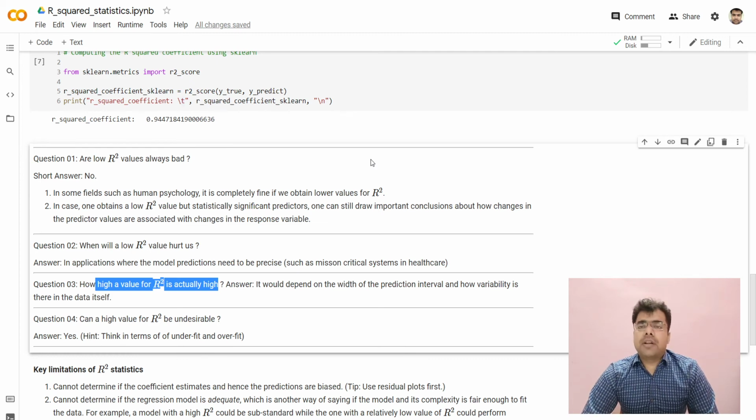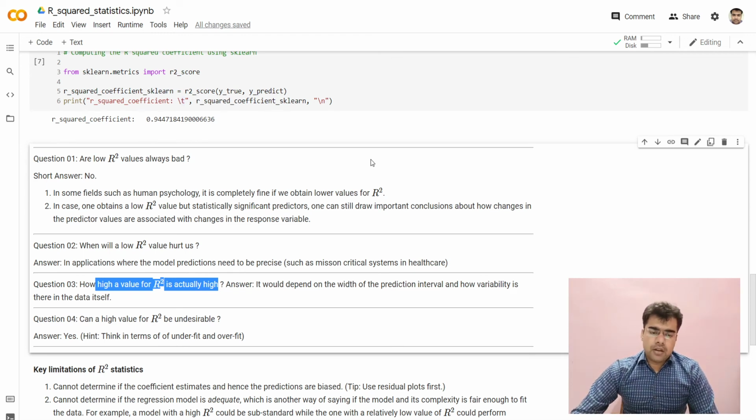You can comment the answers in case you wish to. Okay, but when you are trying to look for the answer, always try to think in terms of underfit or overfit. If you look at a particular model from the angle of underfit or overfit, then probably you will come across a scenario where even a high value for R square can be undesirable.